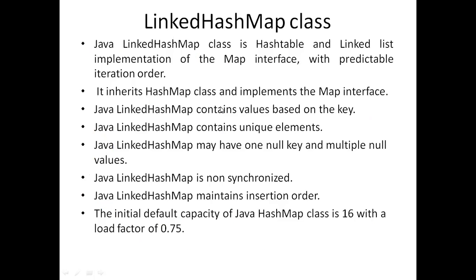LinkedHashMap. What is the use of LinkedHashMap? It is a combination of hash table and linked list. It inherits the HashMap class and implements the Map interface. Java LinkedHashMap contains values based on key. Map means, don't forget, key-value pair or key-value mapping. It may have one null key and multiple null values. Same as before, non-synchronized. Java LinkedHashMap maintains insertion order. Initial capacity is 16 and load factor is 0.75, but it is a mixture of linked list and hash table.